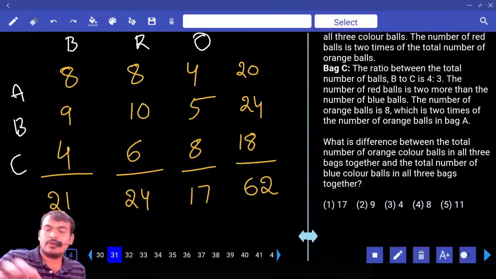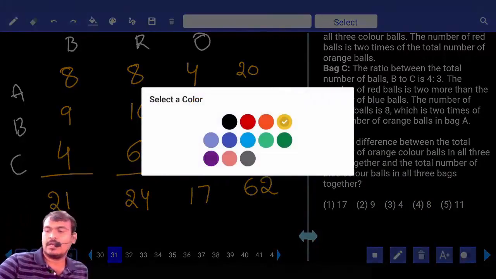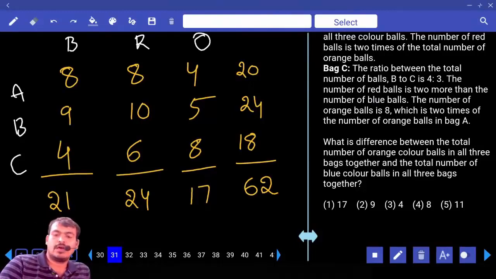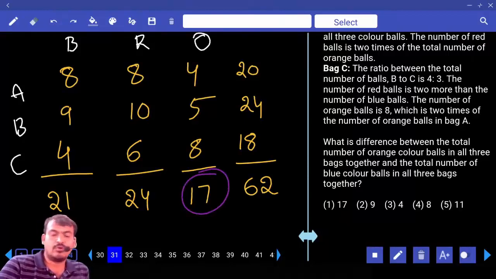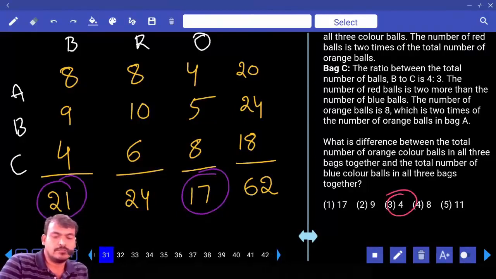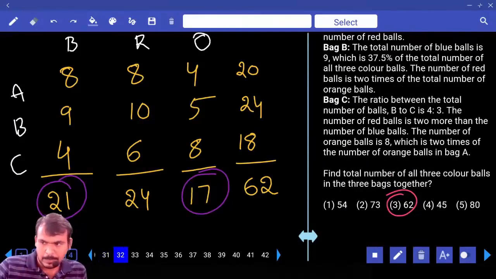What is the first question? What is the difference between the total number of orange color balls in all the 3 bags together and the total number of blue color balls in all the 3 bags together? What is the total orange? 17. Total blue? 21. Difference is how much? 4. Which option? Third one.